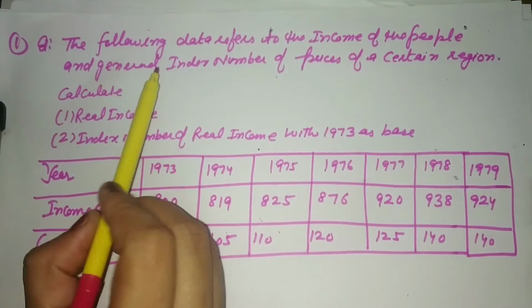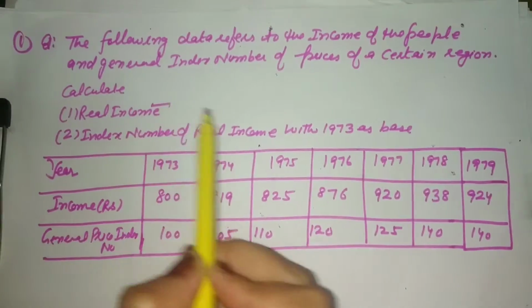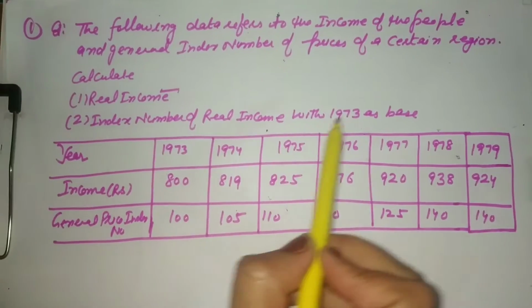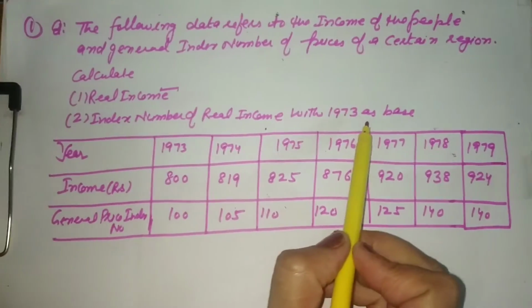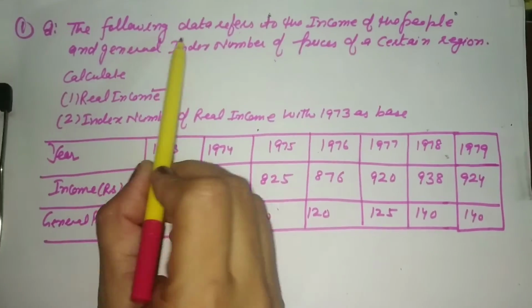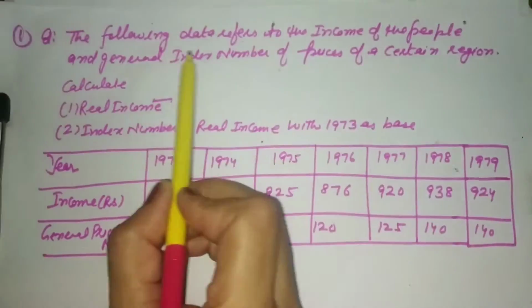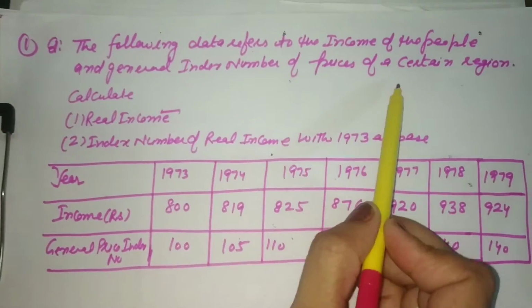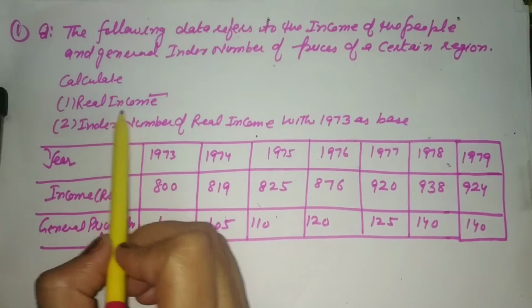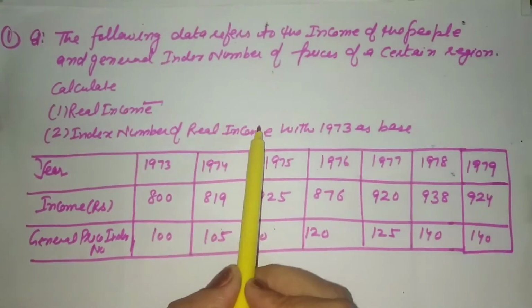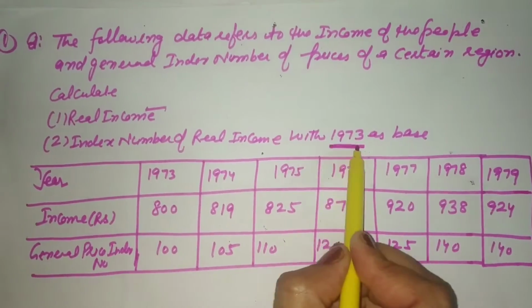That means how we have to calculate the real income and index number of real income with any year as a base year. This is a statement that the following data refer to the income of the people and general index number of prices of a certain region. Calculate real income and index number of real income with 1973 as the base year.